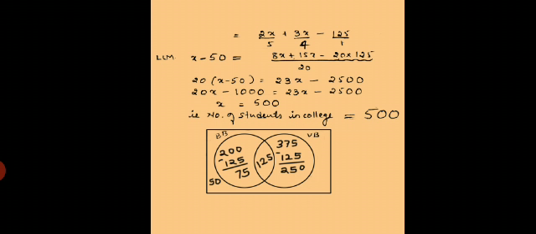Now, in 200 subtract 125, you get 75. Similarly, in 375, if you subtract the common number, that is 125, you get 250. So, these are the three numbers, 75, 125 and 250, the number of students who play basketball, volleyball or both the games. So, 50 students are not taking any participation.